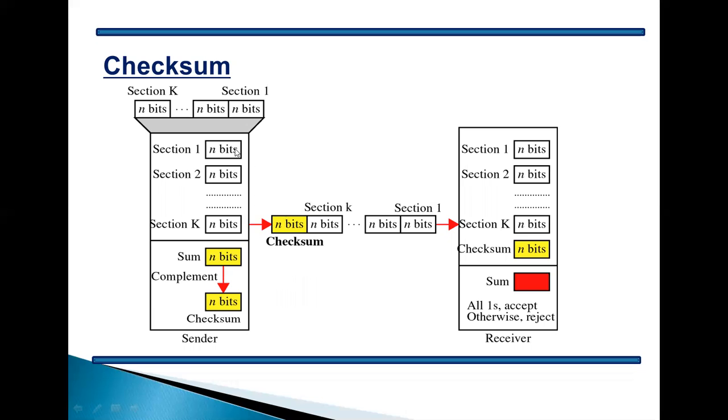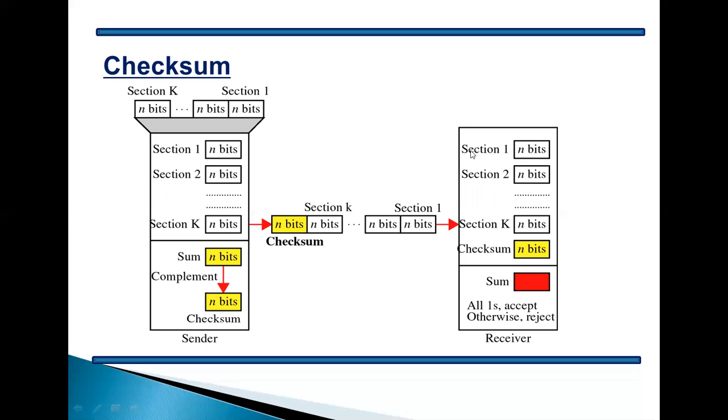That means add section 1, section 2 up to section k. The total sum is then complemented to n bits. It is the checksum data, and the data and checksum n bits are sent to the receiver, to send the message from system A to B. Receiver receives the message.